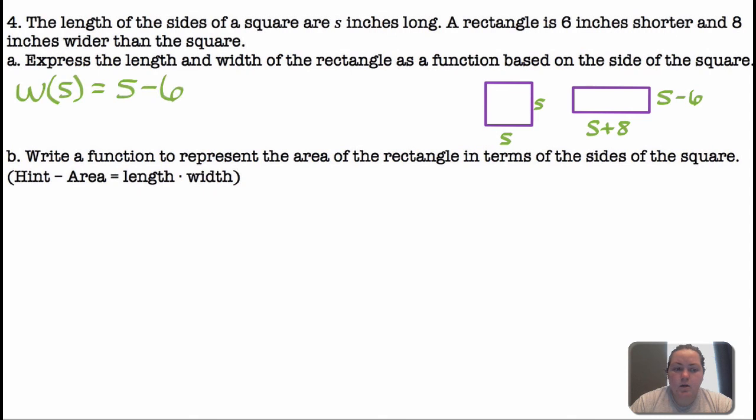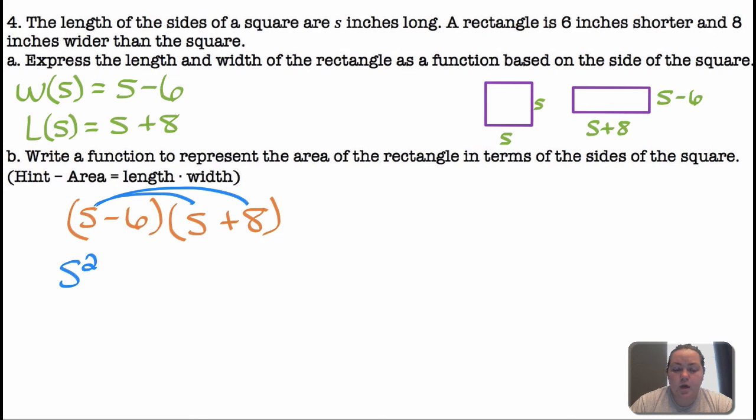Okay, so the width based on s of the rectangle is s minus 6. And the length based on s of the square for the rectangle is s plus 8. So write a function to represent the area of the rectangle in terms of the sides of the square. So area of a rectangle is length times width. So I'm going to do my length function times my width function. So s minus 6 times s plus 8. And I'm going to distribute all those pieces.